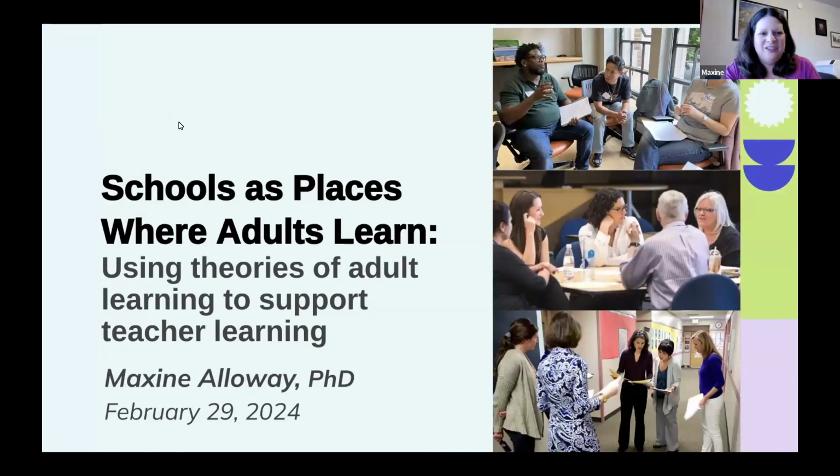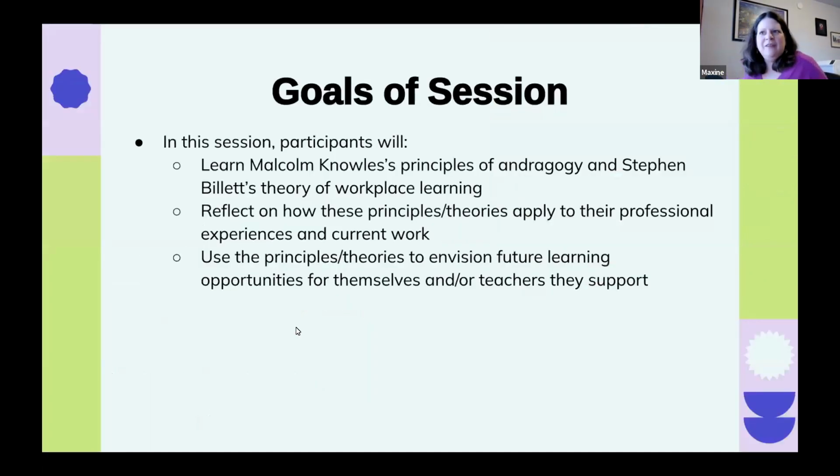So again, schools as places where adults learn, we'll talk about theories of adult learning to support teacher learning. I really do have three main objectives, if you will. I'm going to be sharing a little bit about Malcolm Knowles's principles of andragogy, which is also just a fun word, andragogy, as well as Stephen Billett's theory of workplace learning. These are only two of many theories of adult learning and workplace learning that are out there. And I feel like they're pretty easy to connect between these theories and what we do in schools, which is why I've chosen those two.